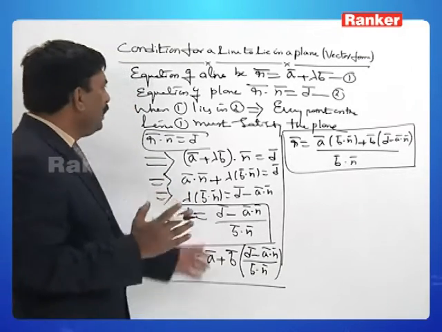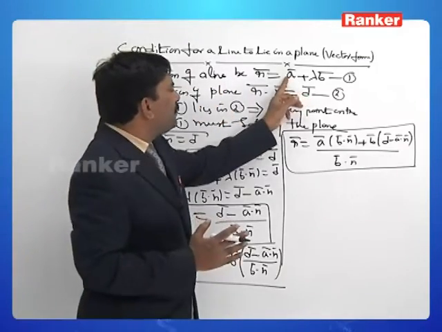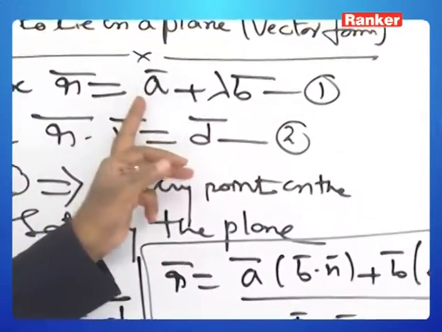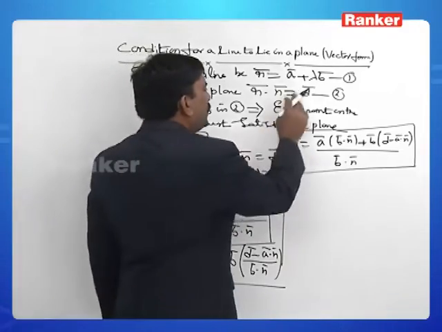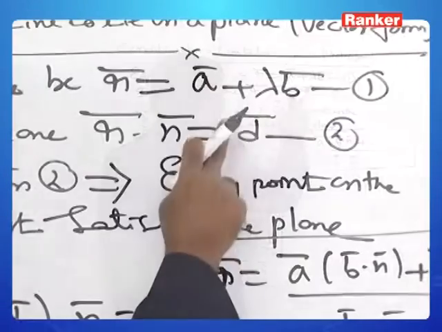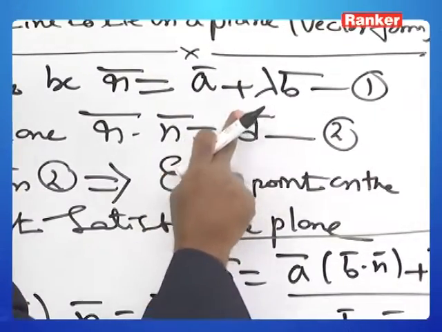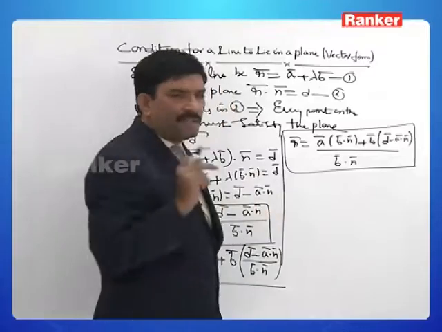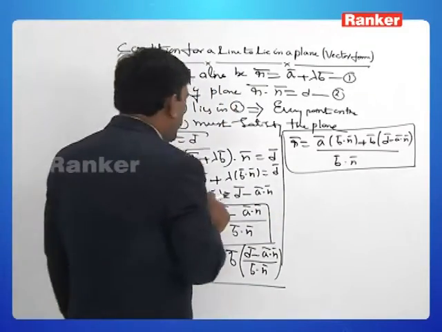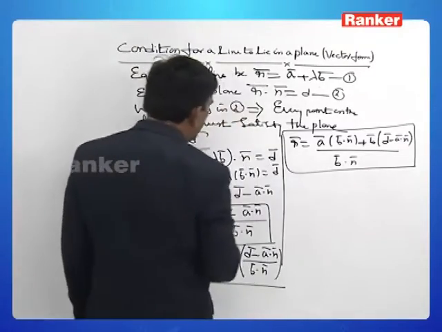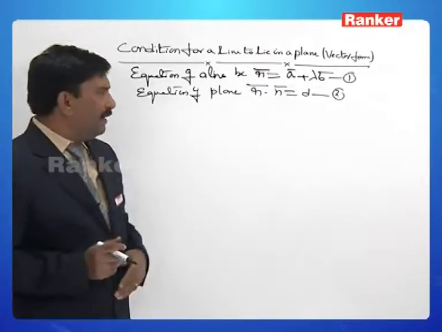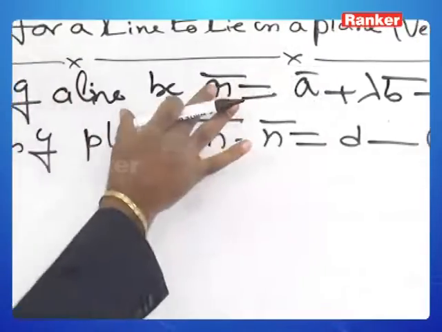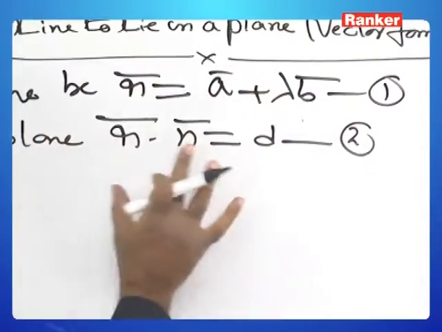Say for example, in this line equation, he puts something for a bar, something for b bar, and in d he gives some unknown. Instead of this, d is nothing but a scalar. No need to take this as d bar, it's d only. Now d is a scalar. The condition for a line to lie in a plane in vector form: this is the equation of a line in vector form, and this is the equation of a plane in vector form.